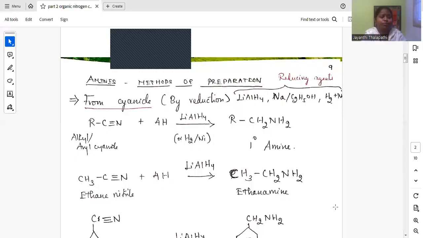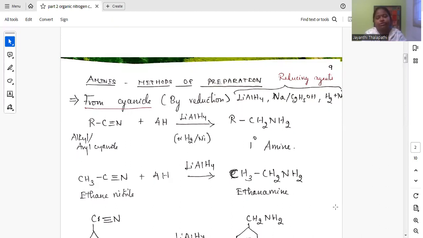Hi everyone, today we are going to see organic nitrogen compounds part 2. So in part 1 we discussed the nomenclature and the introduction, and how to prepare primary, secondary, tertiary and quaternary amines, right? So now, the same methods of preparation of amines by reducing agents, right?